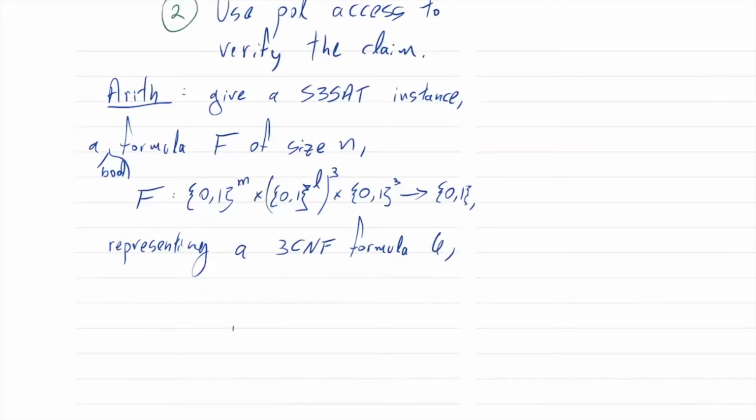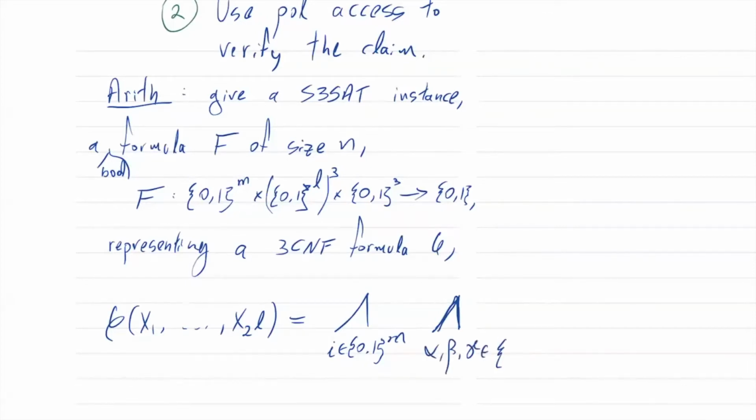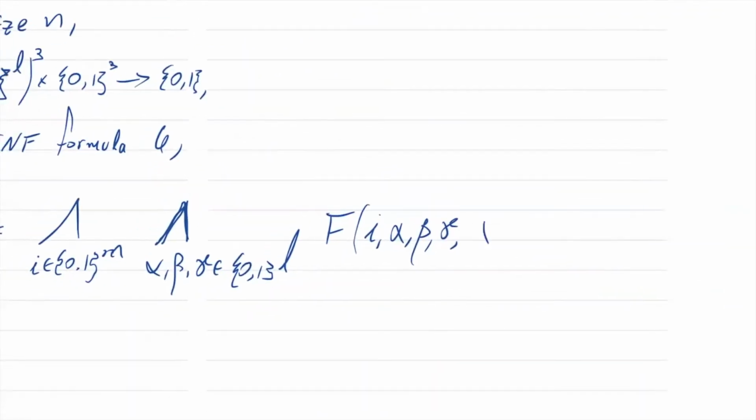Let's begin again. Phi only depends on the assignment to 2 to the L variables. So phi is a function of x1 up to x_{2^L}, and it's an AND over I in {0,1}^m. Again, I is like an index of a clause, but actually we don't know which variables the clause depends on. So we go over all possible alpha, beta, and gamma, each in {0,1}^L, so all possible three indices of variables. And then we take f of I, alpha, beta, gamma, and x with index alpha, x with index beta, and x with index gamma.